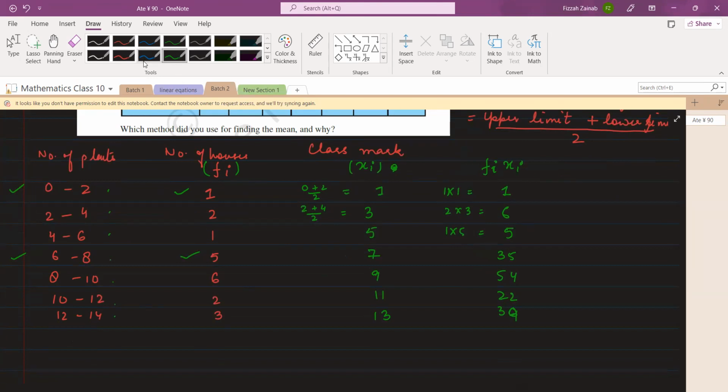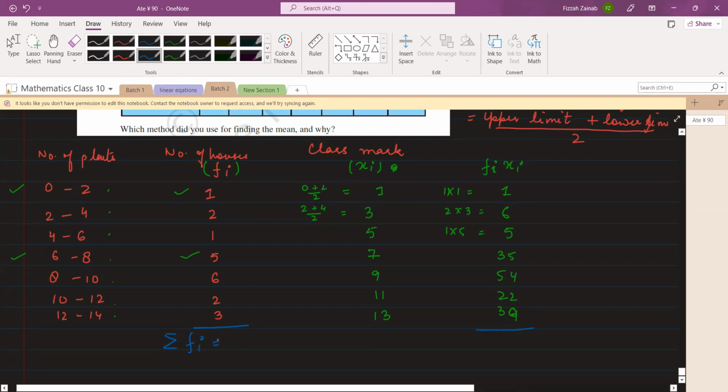So when you have written fi, you will add it here, and then this also you will add. This sign is called summation. So summation of fi, so you find the total frequency. It should be 20 because it's data of 20 houses, right? You can check. Yes. Okay. Now fi into xi also you have to add. So you write like this, summation fi xi. You are adding. So just add it, and see what you get.